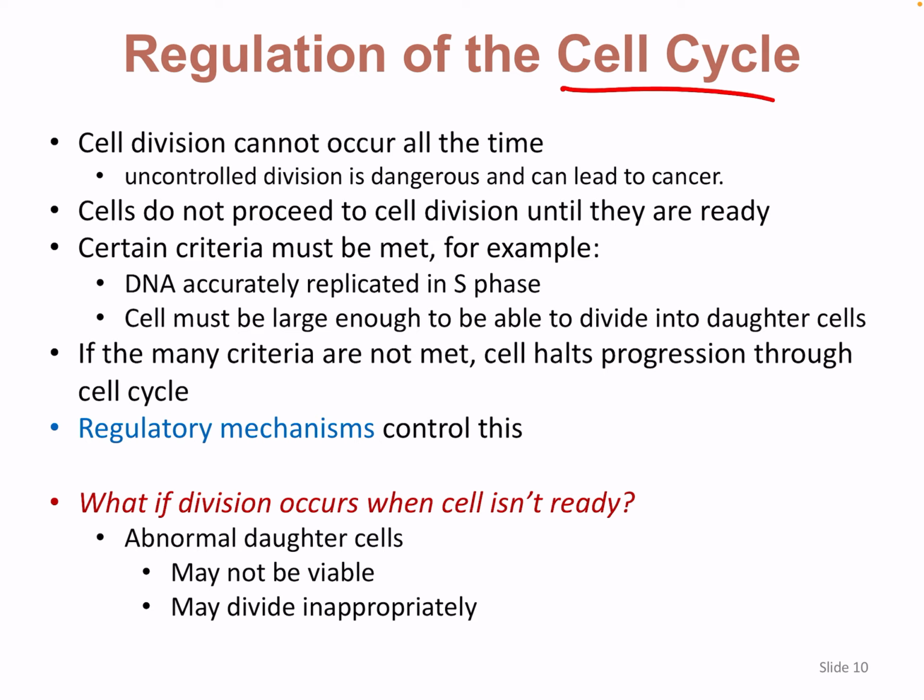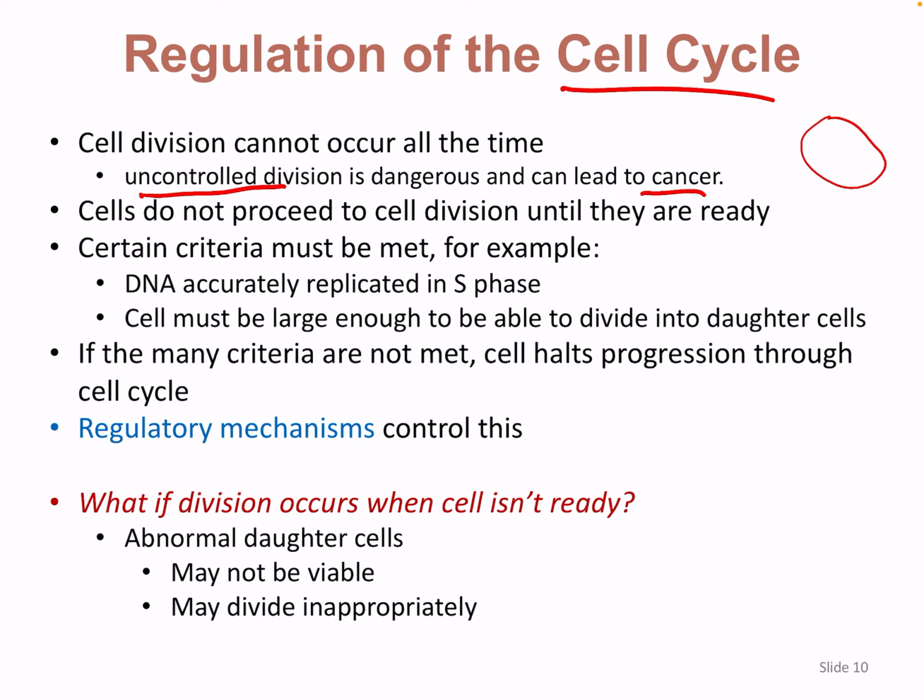Regulation of the cell cycle. Cell division cannot occur all the time. As we talked about, we have that cell cycle. If you want to go back to the lecture, there are the different phases. Uncontrolled cell division is dangerous and can lead to cancer. Essentially the basis of all cancer, in most scenarios, is uncontrolled cell division. The cell itself might not be harmful, it just divides uncontrollably, and they can kind of be considered immortal.